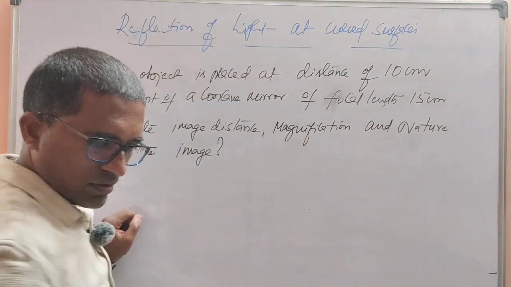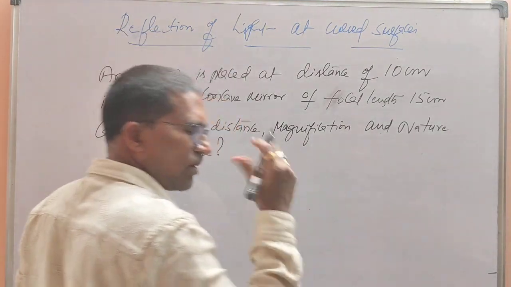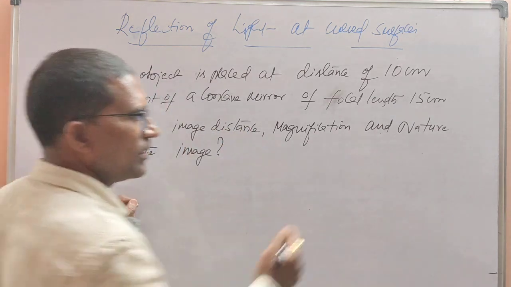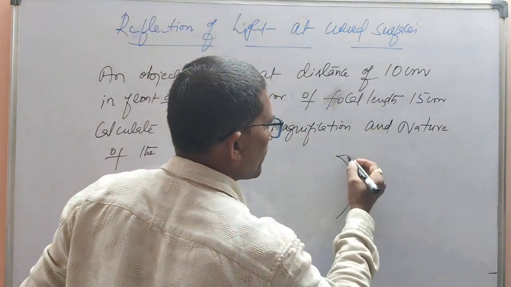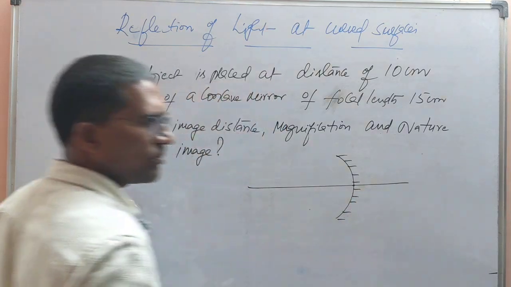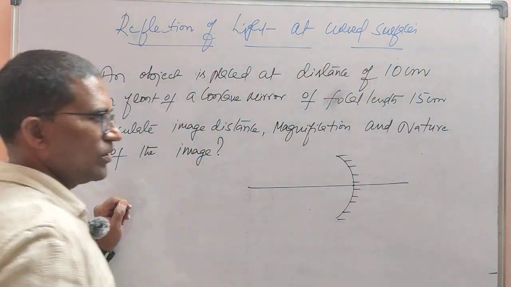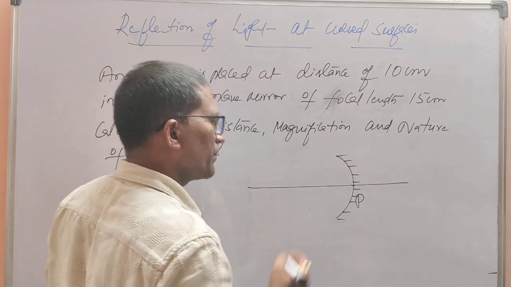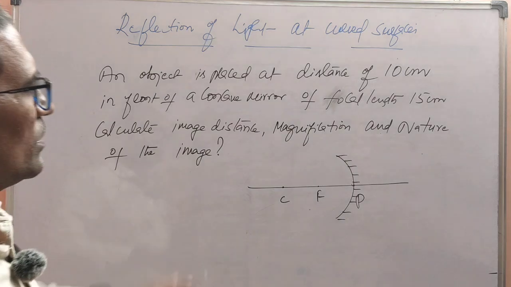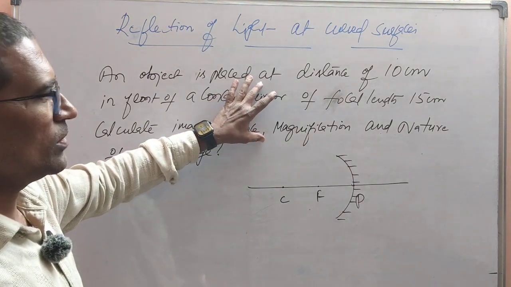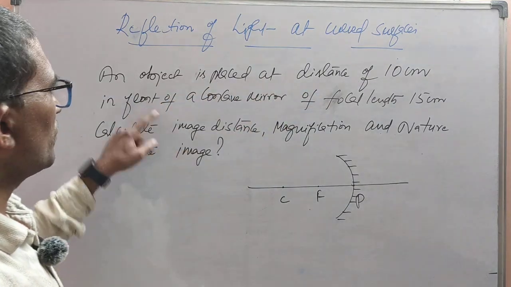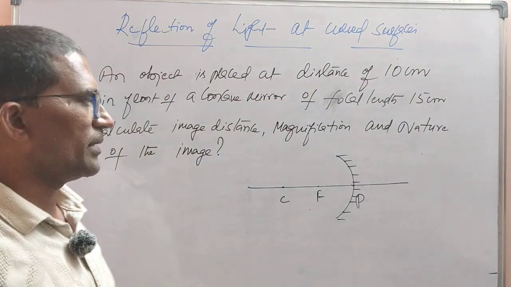Now, first of all, if you have some idea about the diagram related to the mirror, then this is a concave mirror. If you draw the diagram first, then you will get a basic idea how to do the problem. Then you should know the formula also. Now this is the pole of the concave mirror, this is the focus, and this is the center of curvature. According to the problem, an object is placed at a distance of 10 centimeter in front of a concave mirror of focal length 15 centimeter.